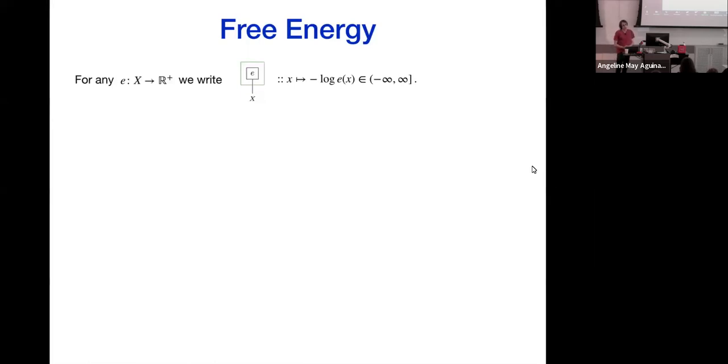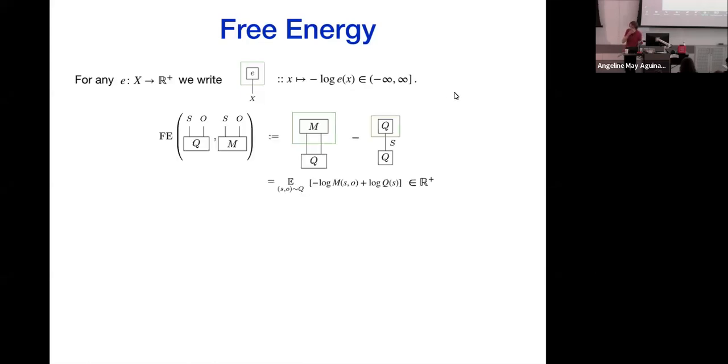To treat it in terms of diagrams, we introduce a certain notation that we call these log boxes. So let's say we have a function from our set X into the positive reals. That would look like this effect E. And if we draw this green square around it, this now denotes a new function given by X mapping to minus log E of X. So if E is the density of a state, this is called the surprise with respect to that state.